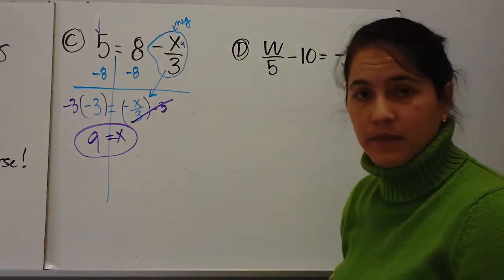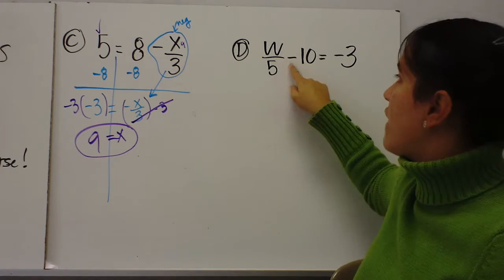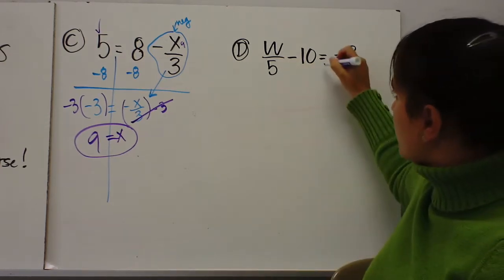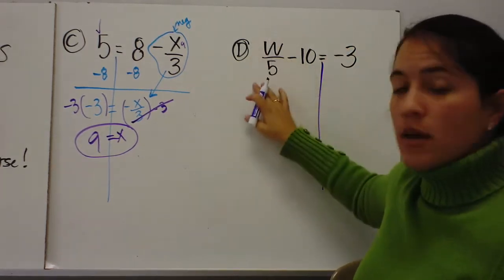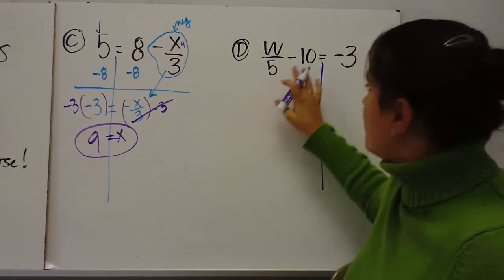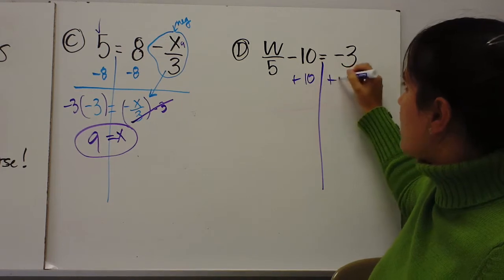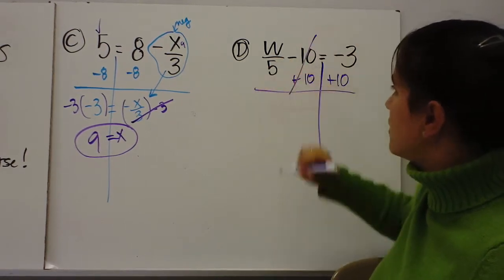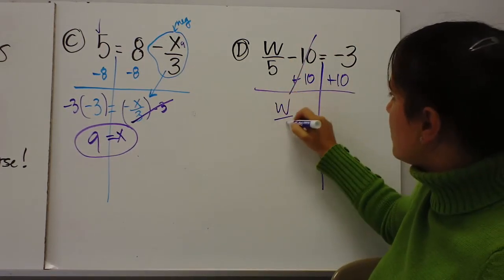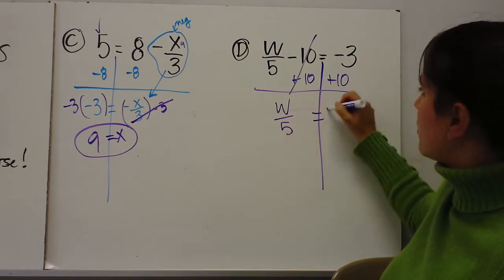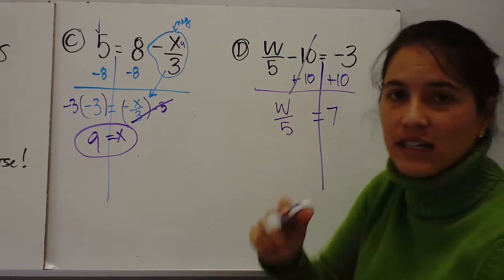Alright, D. W divided by 5 minus 10 equals negative 3. I draw my line. W over 5, W divided by 5 minus 10. So this is the value that I want to undo. So I'm going to add 10 to both sides. And I get W over 5 equals 7. Negative 3 plus 10 is 7.